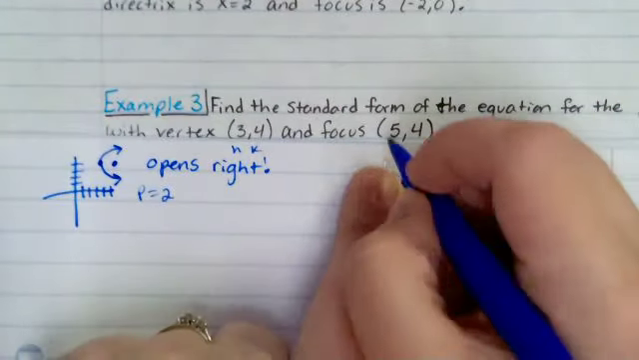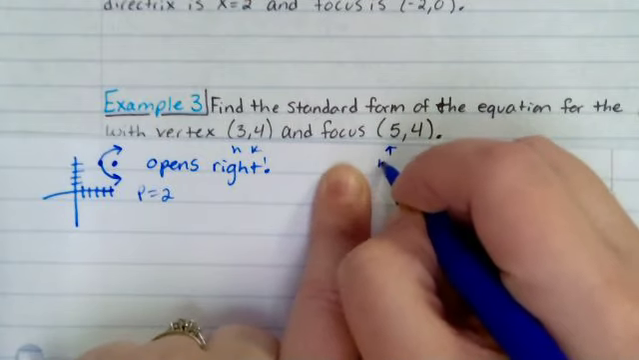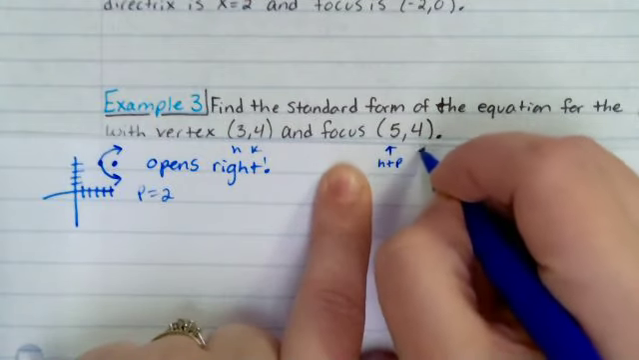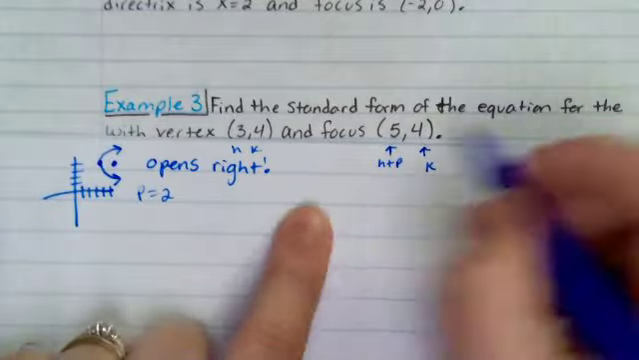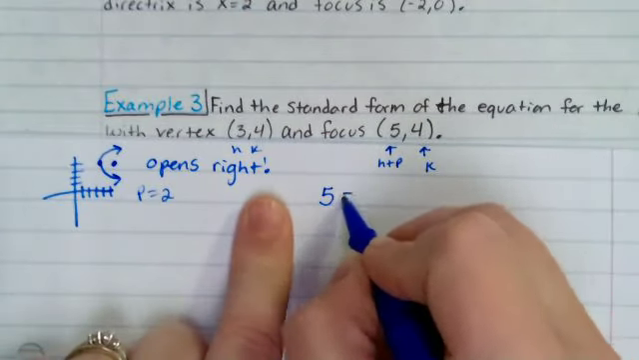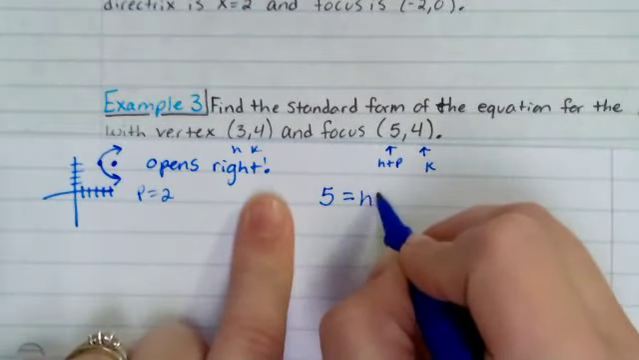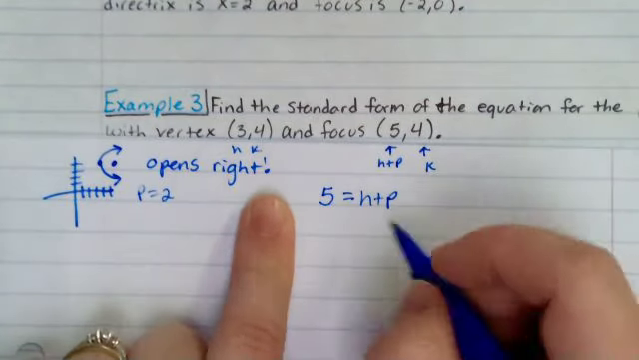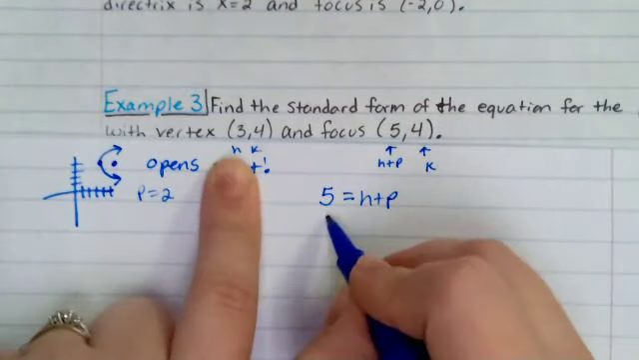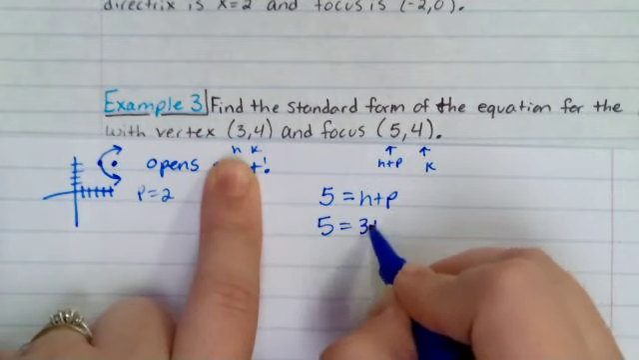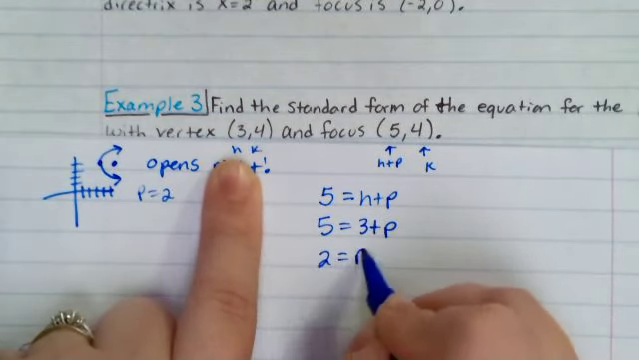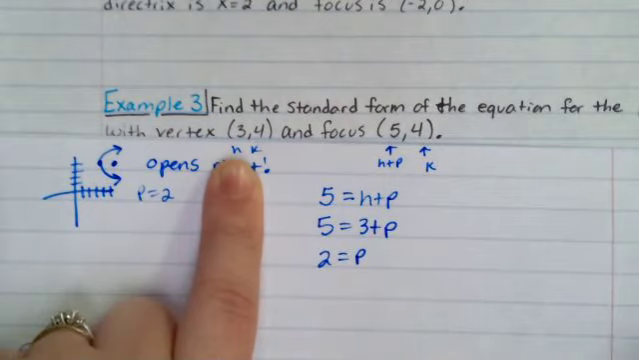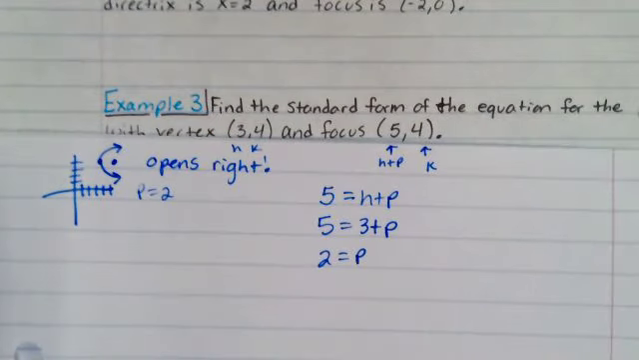All right, so look here. That means that this is h plus p. This is k. So if 5 is h plus p, and if h had been 3, then 2 has to be p, right? So you can get it algebraically too. You can get it by looking at your graph. You can get it algebraically, whatever works for you.